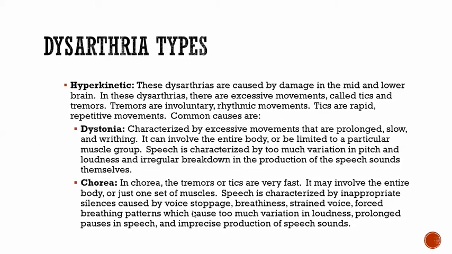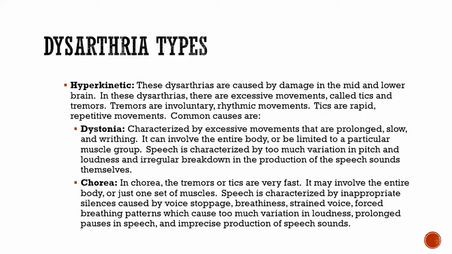The next dysarthria type is hyperkinetic, and these dysarthrias are caused by damage in the mid and lower brain. And in these dysarthrias, there are excessive movements called tics and tremors. Tremors are involuntary rhythmic movements, and tics are rapid, repetitive movements. Common causes of hyperkinetic dysarthria are dystonia, and this is characterized by excessive movements that are prolonged and slow, and they're going to be writhing movements. It can involve the entire body, or it can be limited to a particular muscle group.